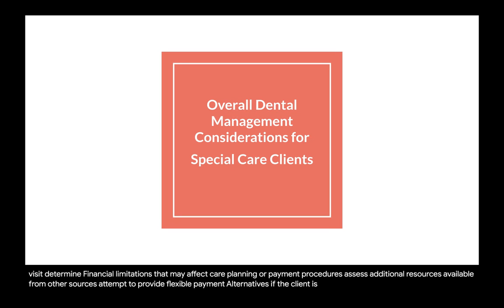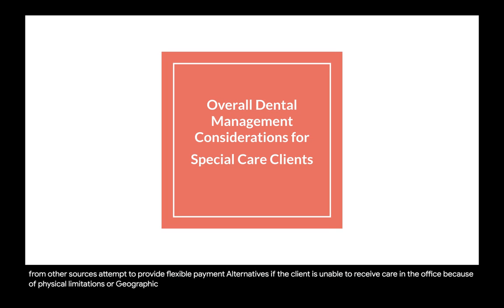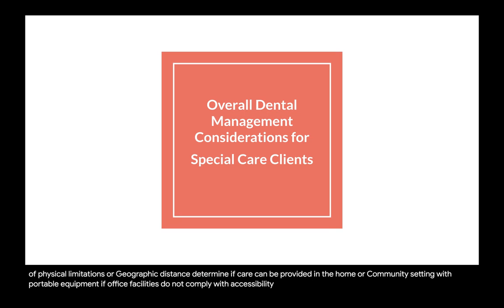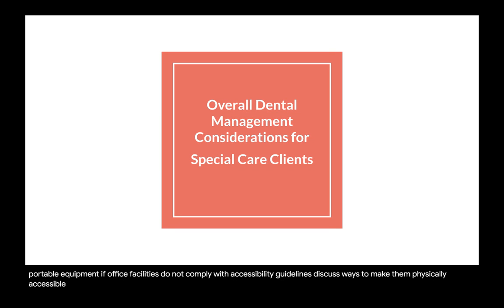If the client is unable to receive care in the office because of physical limitations or geographic distance, determine if care can be provided in the home or community setting with portable equipment. If office facilities do not comply with accessibility guidelines, discuss ways to make them physically accessible, accommodate client needs, or refer the client to a provider who can provide access. Ensure that office layout and environment are not safety hazards or health hazards for some clients.